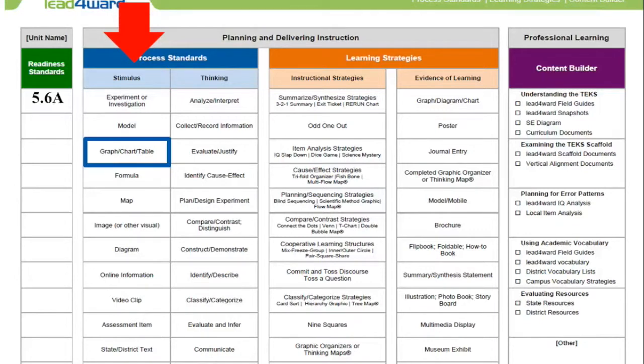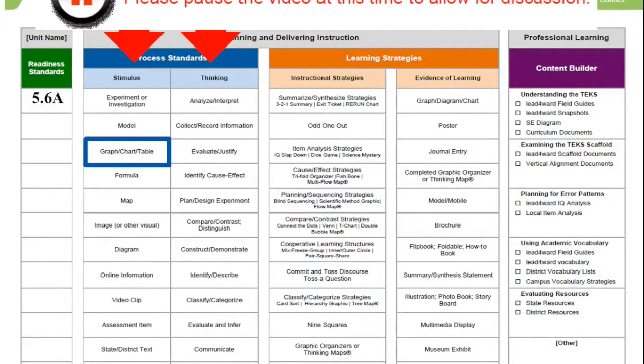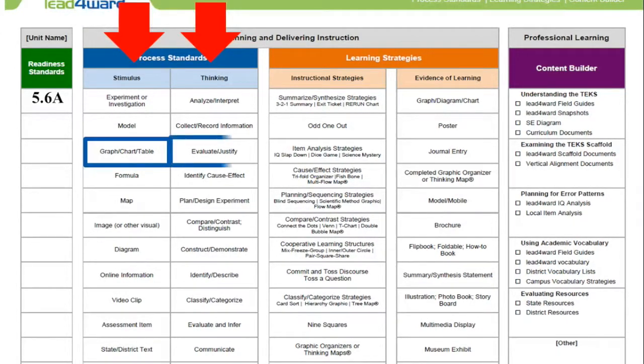For today's purpose, we have selected graph, chart, and table. Next, discuss 2 to 5 thinking opportunities for students to demonstrate their thinking. This will occur every 8 to 10 minutes during the whole group instruction. Please pause now to discuss a thinking strategy. As an example, we have selected 3 thinking strategies: evaluate and justify, classify, categorize, and communicate.